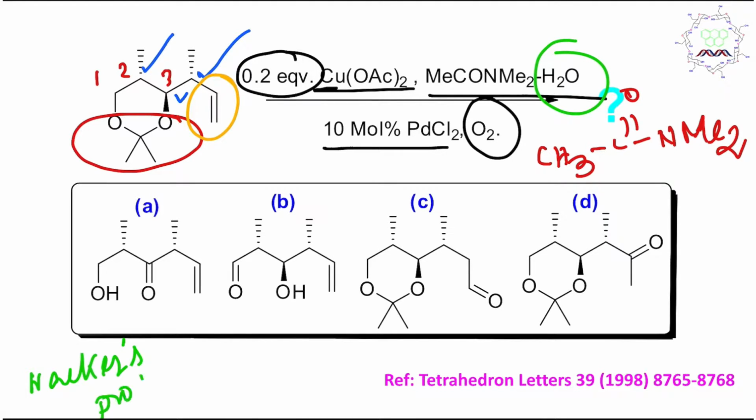I have already discussed a dedicated lecture on this, but that may have some technical issue with the video voice. If you want, you can visit. Now, obviously in the Wacker process, what is the product? Obviously a carbonyl compound. Now let's see what is produced here.